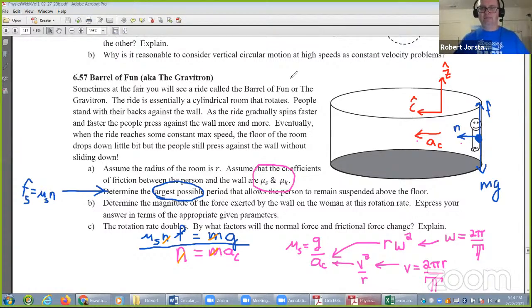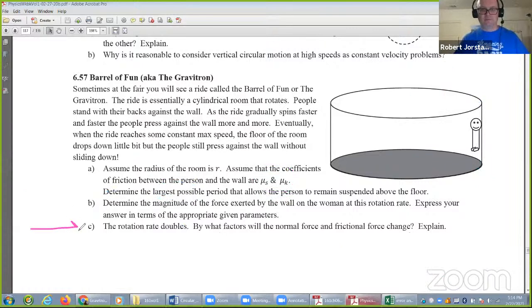All right, that said, let's go to this last one. As the rotation rate doubles, what do you think is going to happen? So let's say we go twice as fast. Okay, what's going to happen to ac if you go twice as fast? Increase, decrease, or stay the same? Increase. By what factor? 2. 4, because it's v squared. Right? If you double the speed, you quadruple ac. Got it? So watch out for that. I was trying to trick you. I got you.